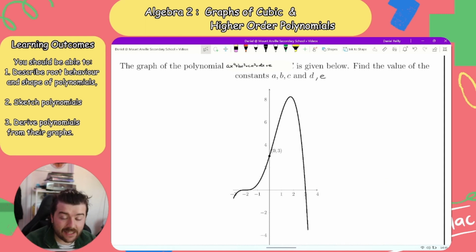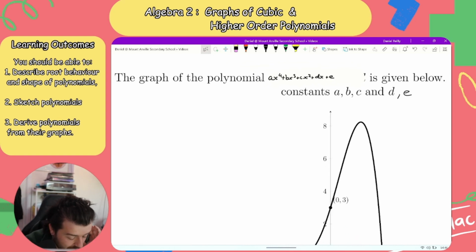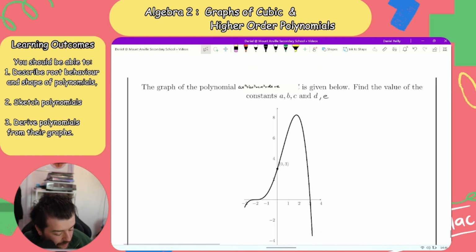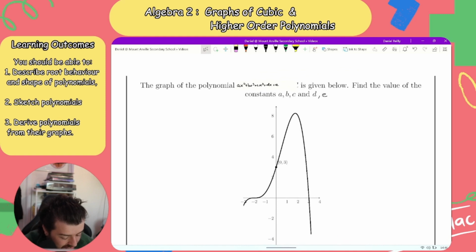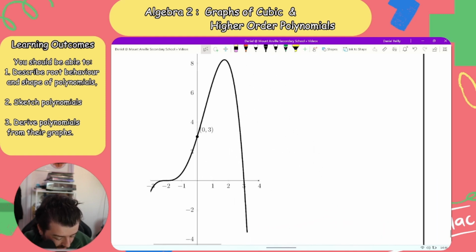Right, okay, so the last question here. The graph of the function ax to the power of 4 plus bx cubed plus cx squared plus dx plus e is given below. Find the values of the constants a, b, c, d and e. So let's look at my graph here. So it's going to have four roots. So see here, it has an odd multiplicity at x is minus 2. So the root, so the factor for that is going to be x plus 2 cubed.